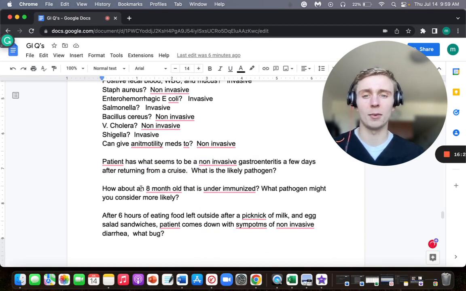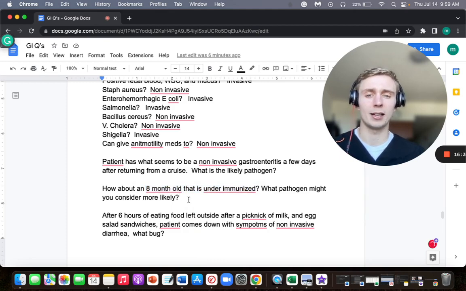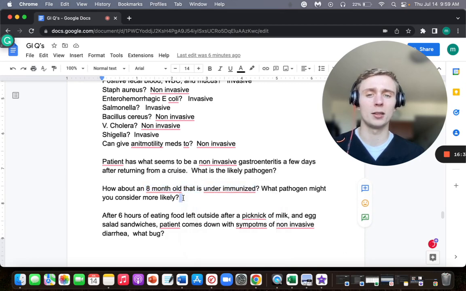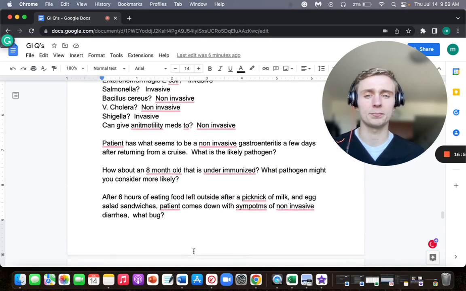Next one is an 8-month-old that's been under-immunized. So what type of gastroenteritis vaccine do they get under 2? So 8-month-old, under-immunized. What pathogen might you consider most likely? Next one, after 6 hours of eating food left outside after a picnic of milk, egg, salad sandwiches, the patient comes down with symptoms of non-invasive, importantly, diarrhea. What bug do you want to consider? Remember, food left outside from a picnic of milk, egg, salad sandwiches, non-invasive diarrhea.